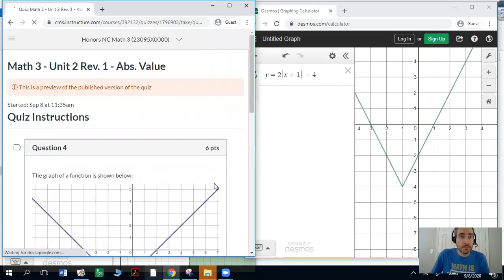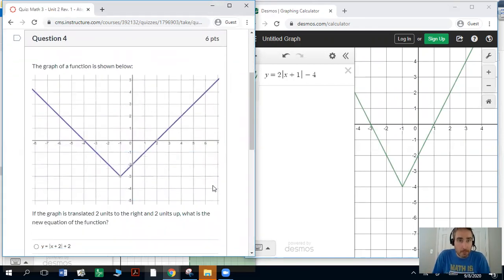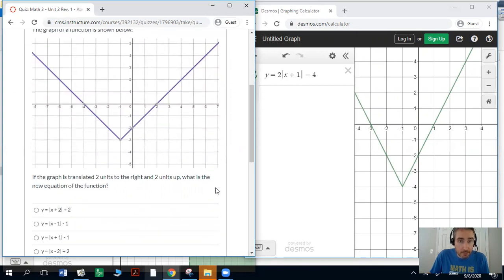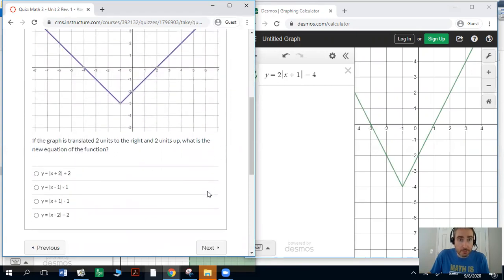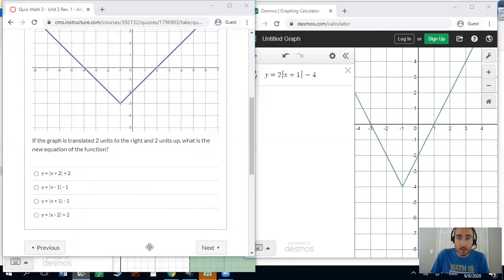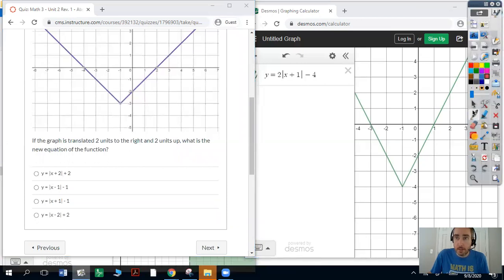Next problem. All right, graph of a function is shown below. The graph is translated 2 units to the right, 2 units up. What is the new equation of the function? This one you got to watch out for sure because it's going to have a problem where it starts at not the origin. It's starting at the coordinate negative 1, negative 3.